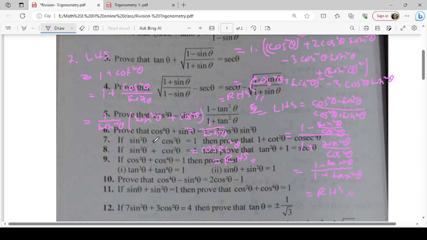Here we are applying sin square theta plus cos square theta equal to 1, this is 1. This is 1 by sine square theta.